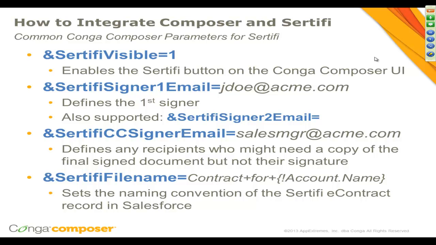We also support Sertifi Signer2 email, so if you have more than one signer in the process. Additionally, we can set a carbon copy recipient or Sertifi CC signer email. This is somebody who might need to receive a copy of the signed document, but their signature is not required on the output. So if somebody maybe in legal or accounting just needs to get a copy of that signed contract as part of the workflow, you can include them as a CC recipient throughout this process.